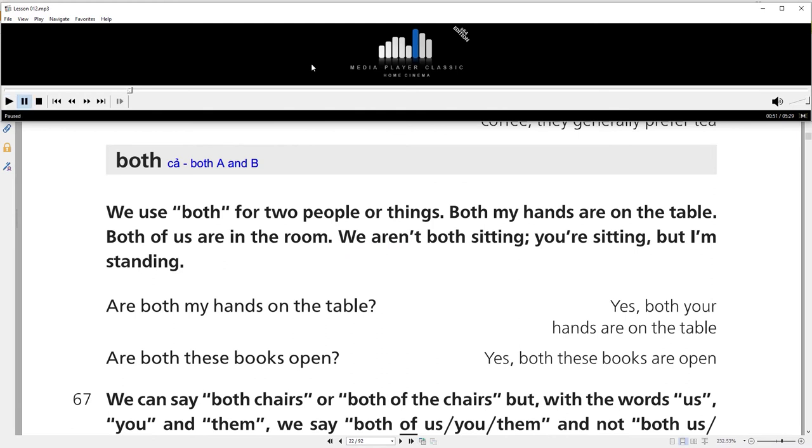Both. We use both for two people or things. Both my hands are on the table. Both of us are in the room. We aren't both sitting. You are sitting, but I am standing.